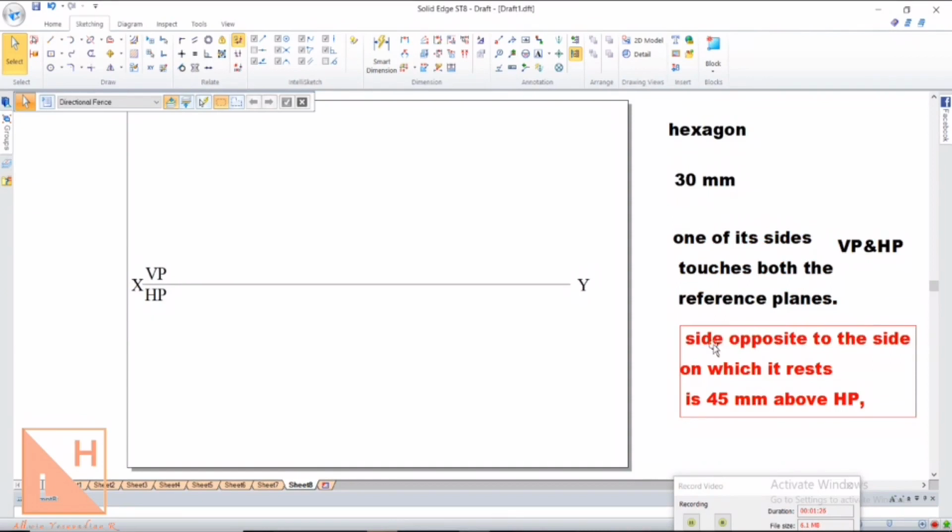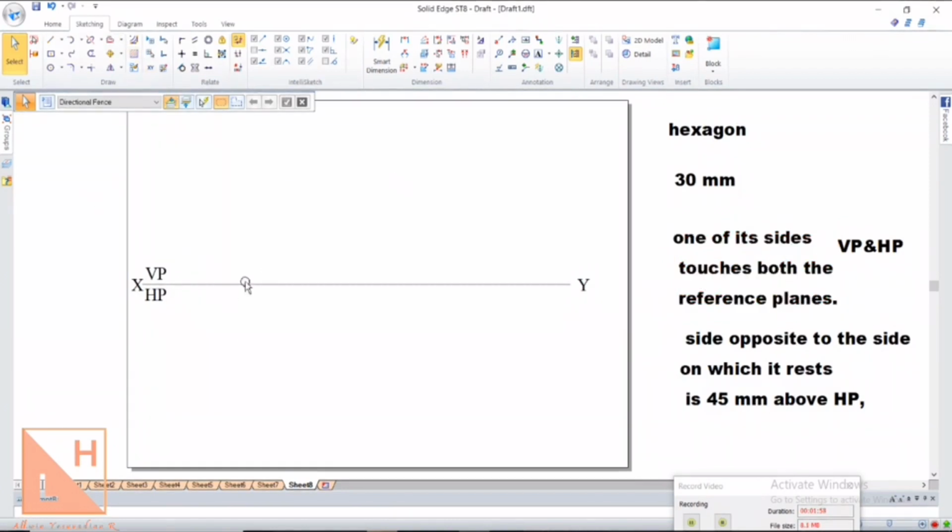So let us read the next condition. You see here, the side opposite to the side on which it rests is 45 mm above HP. This condition is with respect to HP and hence we can draw the plane figure on HP itself. So since it is saying one of its sides touches both reference planes, we'll decide this problem is to be with side or edge condition.